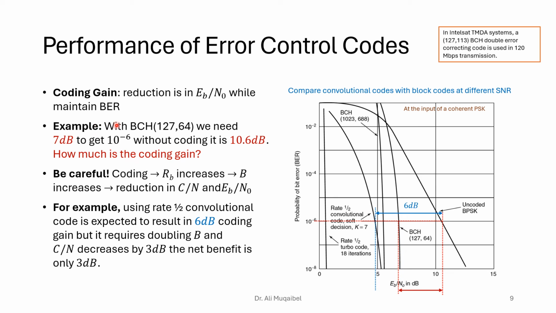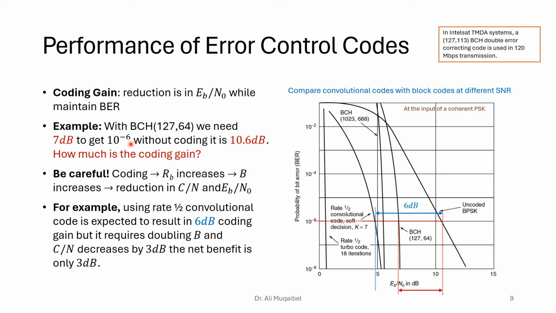With BCH 127 to 64, which is shown in this line here, this is the indicator, this is the performance. We need 7 dB to get 10 raised to the power minus 5. So if you draw a line from 10 raised to the power minus 6 here, it will give you 7. So this number is 7 to get 10 raised to the power minus 6 with coding.